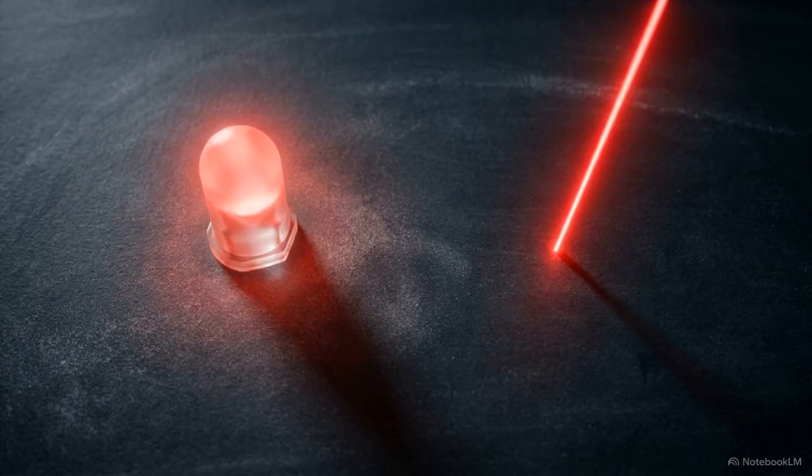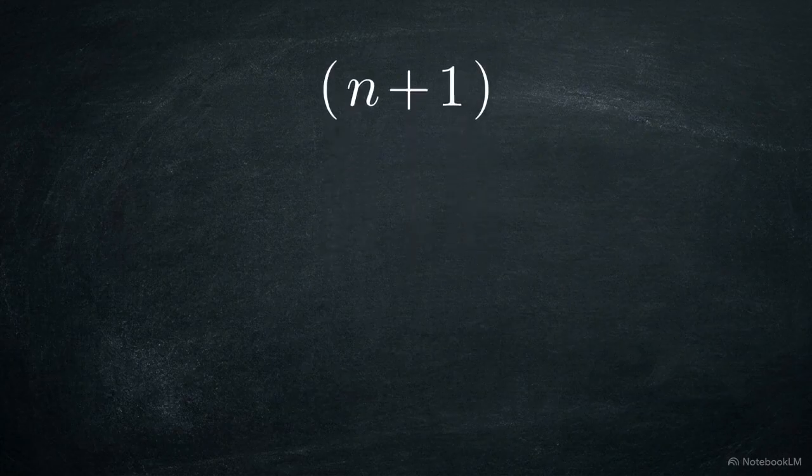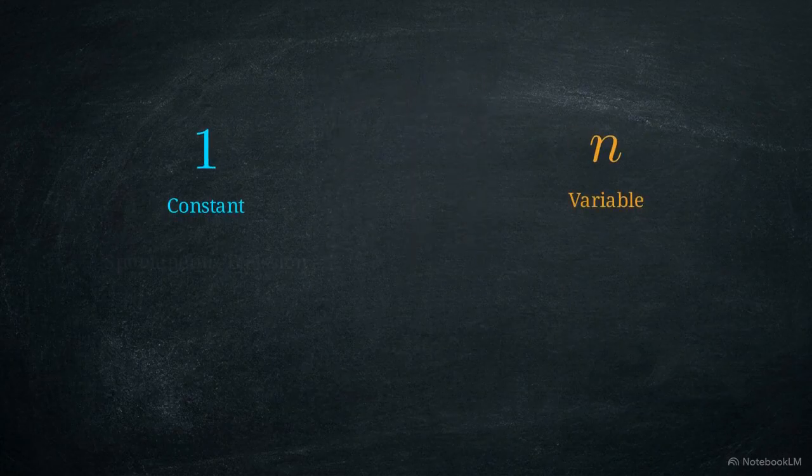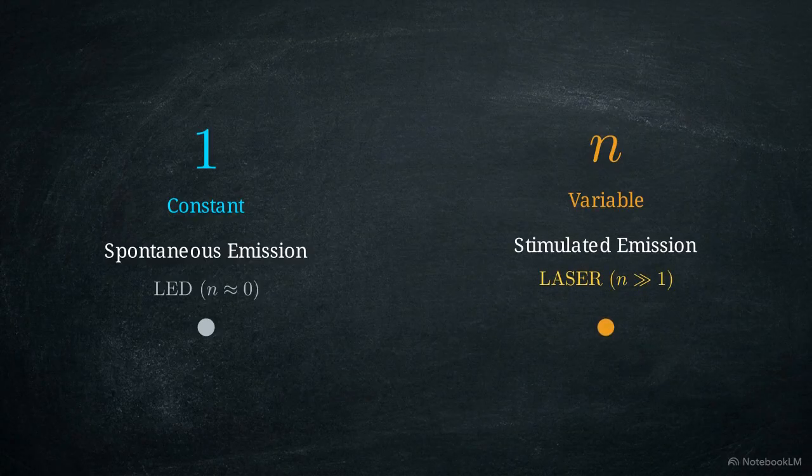If an LED and a laser diode use the exact same fundamental recombination process, why do they produce such radically different types of light? The answer lies in this equation, detailing the mathematical properties of the photon creation operator when it acts on a state that already contains n photons. The probability factor breaks into 2 components, a constant 1, and a variable n. The 1 drives spontaneous emission, producing broad, incoherent LED light even in empty modes. The n drives stimulated emission. In occupied modes, n drastically enhances photon creation, producing a laser.